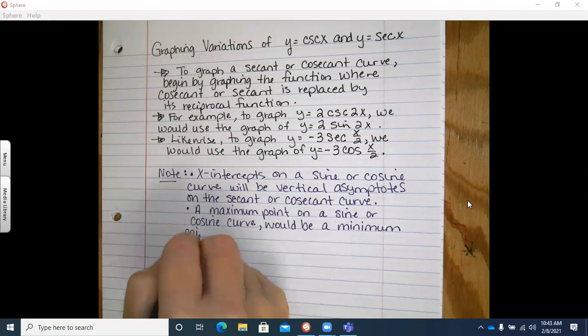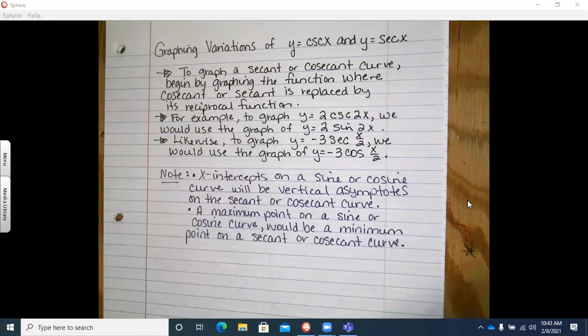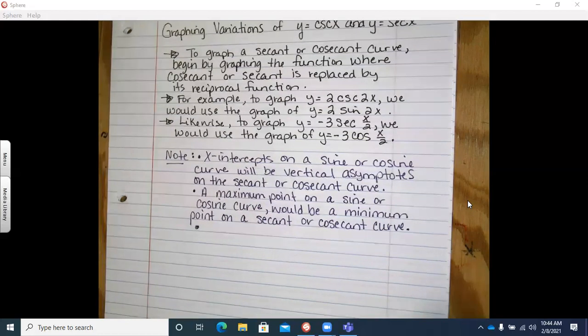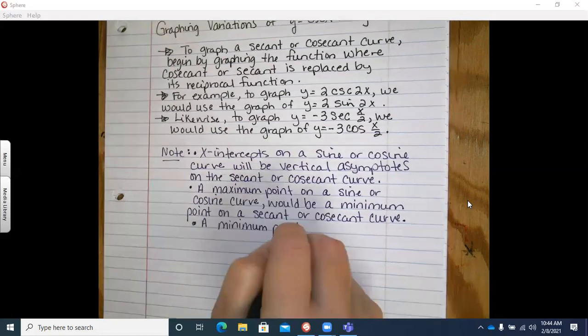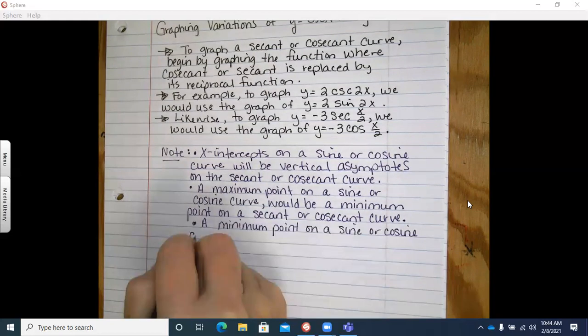And one more note. A minimum point on a sine or cosine curve would correspond to a maximum point on a cosecant or secant curve.